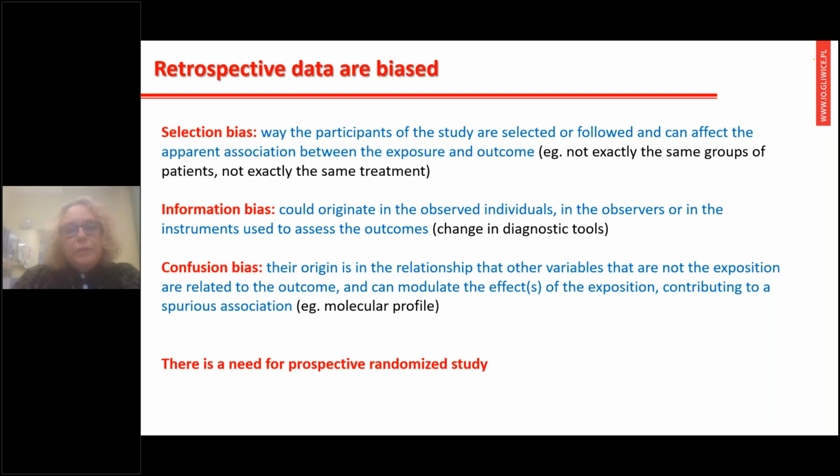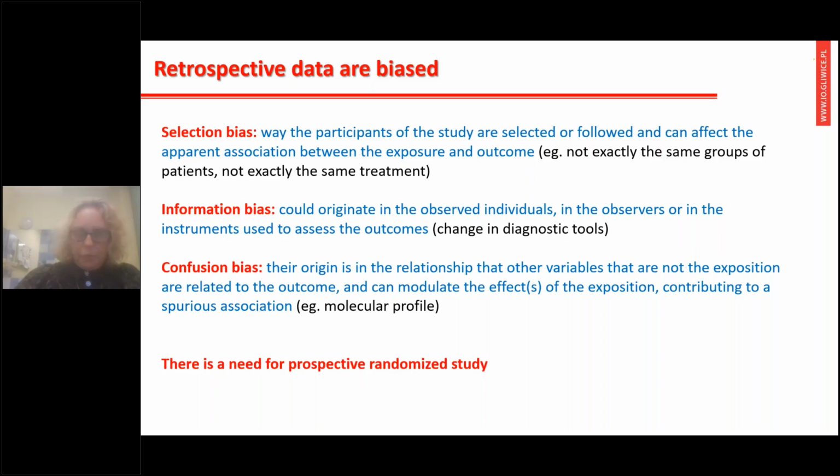And there can also be confounding bias from different relationships or variables that are not taken into account in this analysis, like, for example, let's say molecular profile. So again, I would like to say that a prospective randomized study would be, of course, the best to assess whether this treatment should be applied to differentiated thyroid cancer or not.